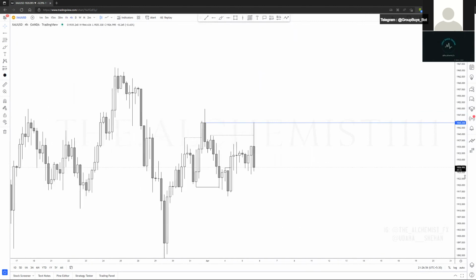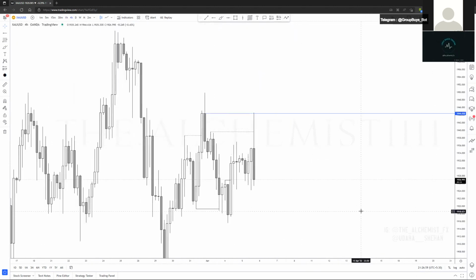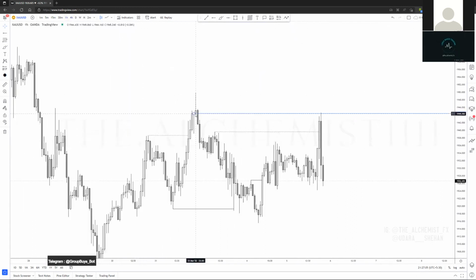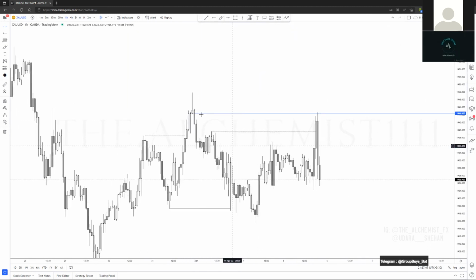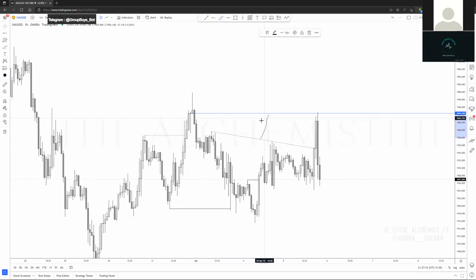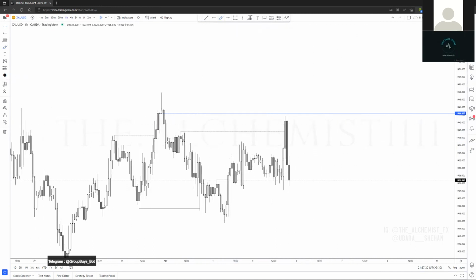What did we have on the 4 hour? An unmitigated wick, the base of the wick. The base of the wick is unmitigated. And if you go into a lower time frame on the H1, this right here is an order block, the last push up before the push down. And we have all this trend line liquidity being fed into that level. Tap right into that and look at the sell.